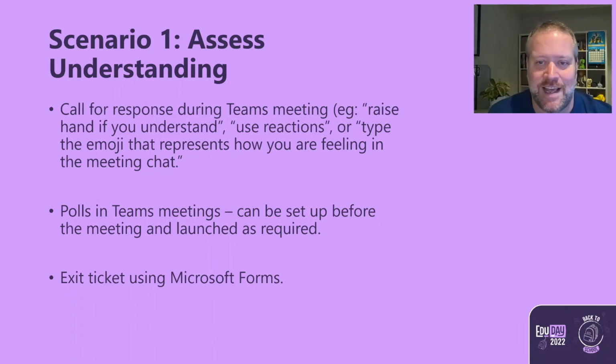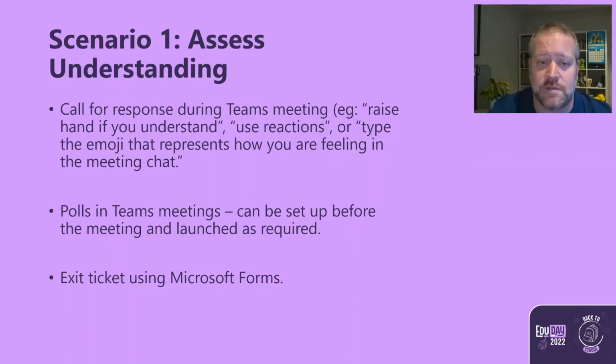So the students can press the raise hand button within Microsoft Teams, or they can use the reactions. So maybe a thumbs up means that you agree with a statement, and the quizzical face means that you're not sure. Type an emoji into the chat that represents how you're feeling. So you can do that in an online meeting, but you can also do that within channels. So if you're showing a video, for example, within Teams or within the classroom, students can have a discussion and give real-time feedback.